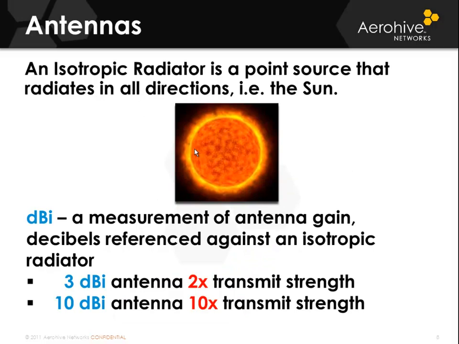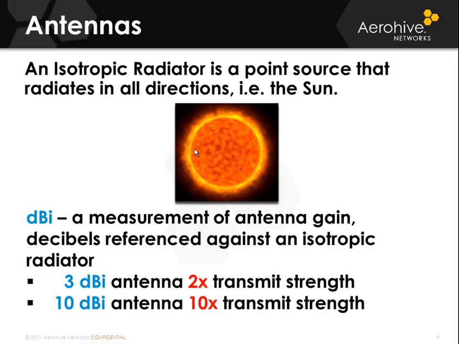Antennas themselves. A signal of an antenna is usually compared or referenced to an isotropic radiator. An isotropic radiator is a point source that radiates signal equally in all directions. The sun is probably one of the best examples of an isotropic radiator. It generates equal amounts of energy and they go in all directions.